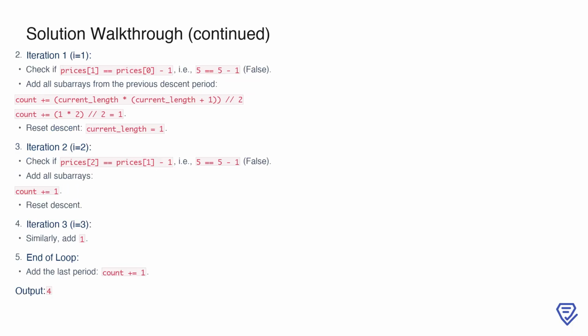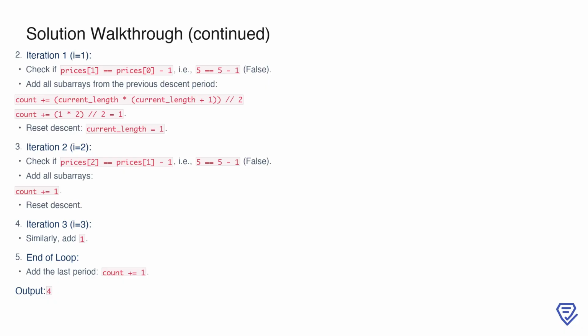In the first iteration, we check if the second price, 5, is 1 less than the first price, 5. This condition is false, so we calculate the subarrays for the current streak of length 1 using the formula current_length * (current_length + 1) / 2. For a streak of length 1, this gives us 1. We add this to the count and reset current_length.